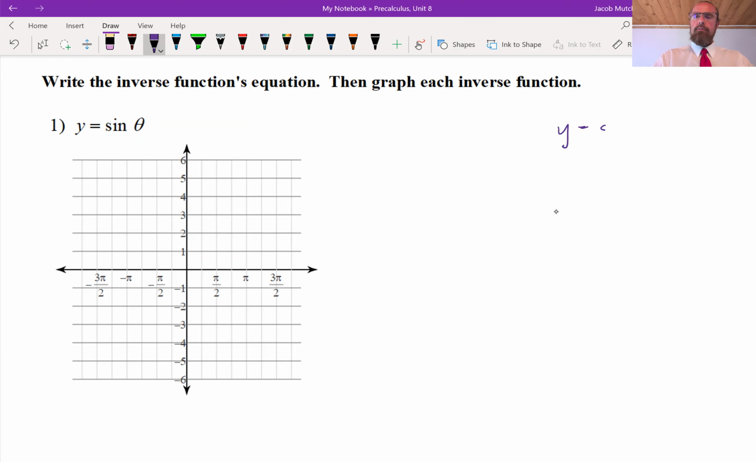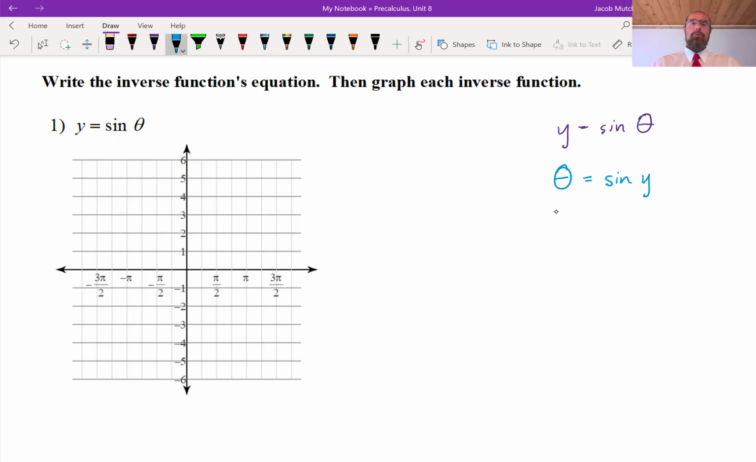So as with any inverse, the first step I'm going to do is switch my variables, my independent and my dependent variable. So here that's going to involve theta and y. As I switch those, what I'll have next is theta equals sine of y. And that is the inverse function to sine of theta.